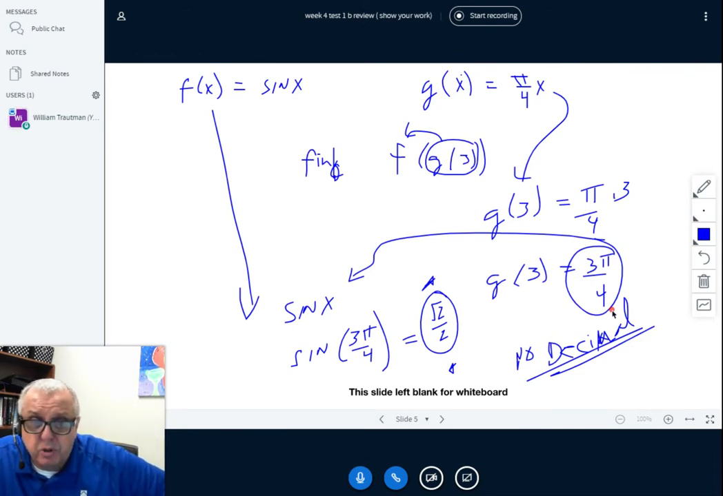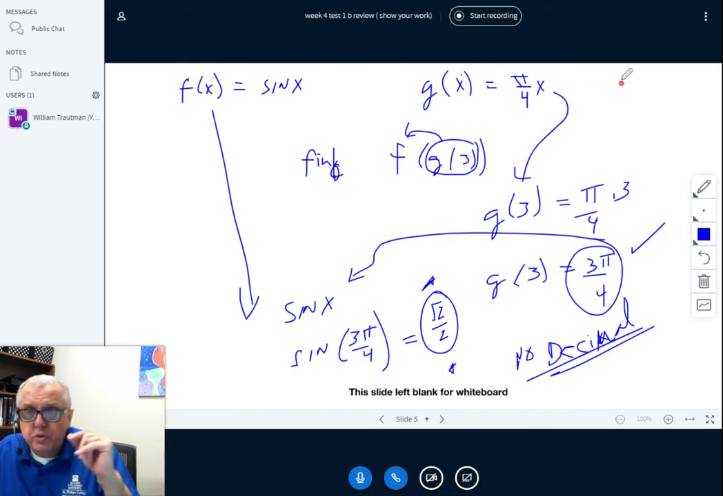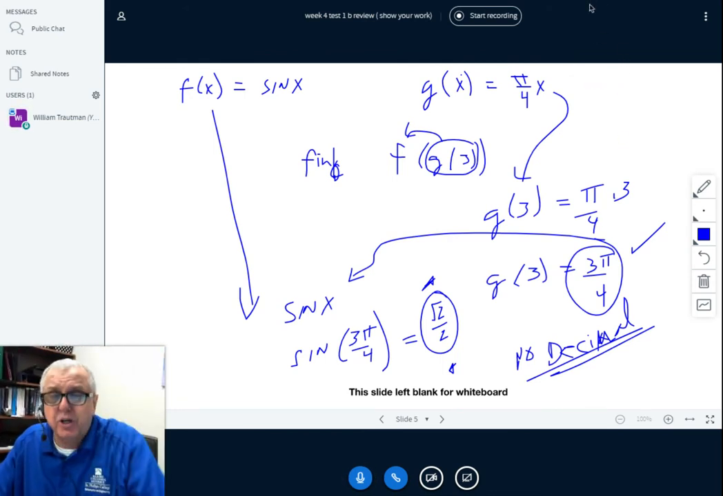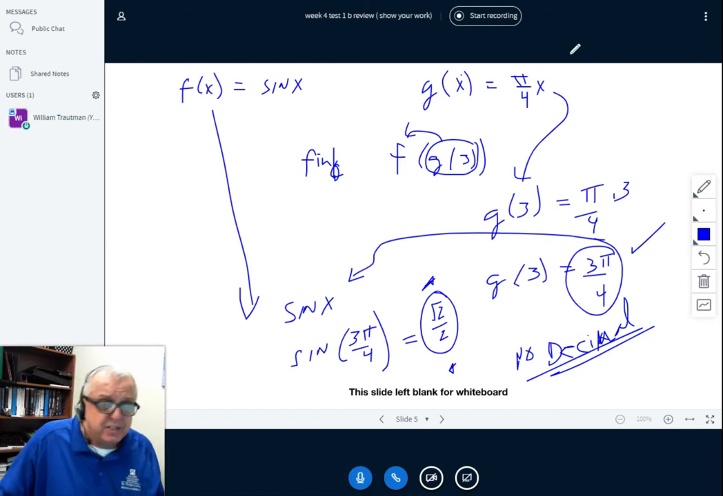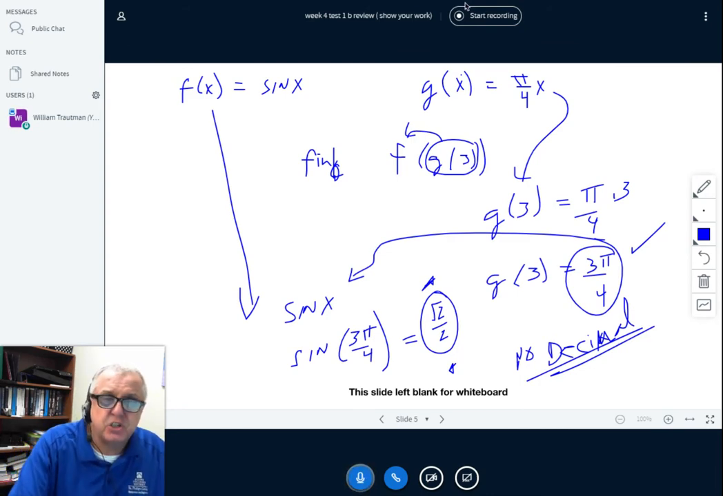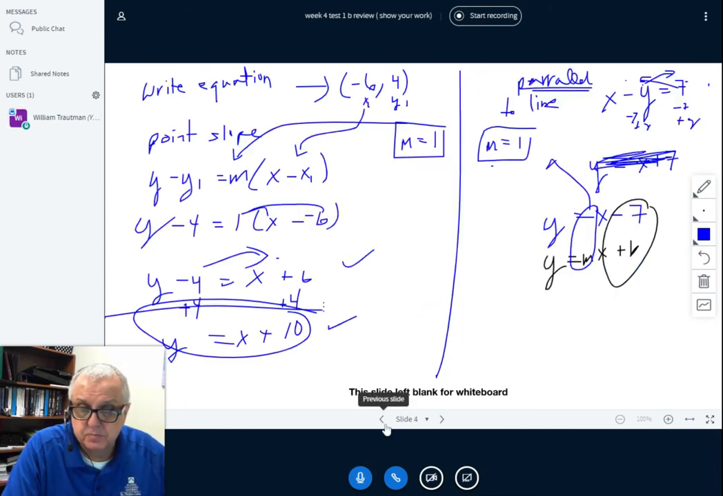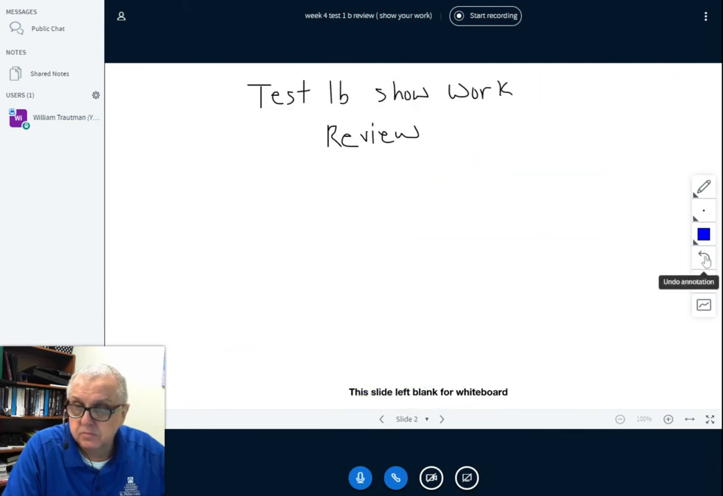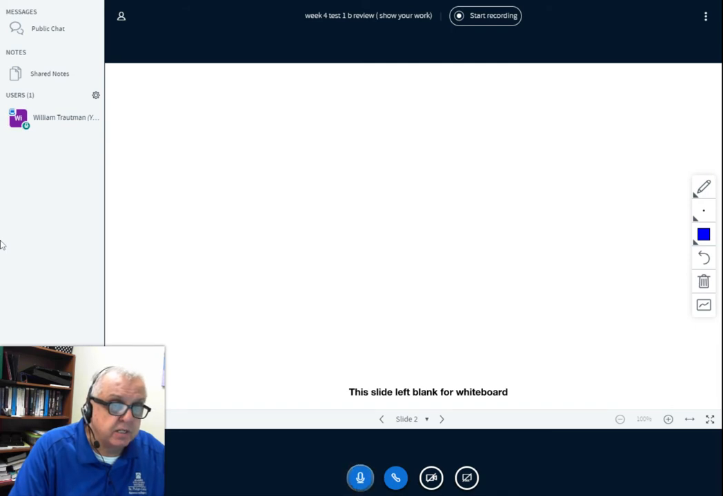This is the show your work part. If you plug all this in the calculator, and whatever this equals, 3 times 3.14 divided by 4, if you give me a decimal answer, that's not work. This is work. Don't tell me, oh, I plugged it in my calculator and I got this. That's not showing your work. That's plugging it in your calculator. You can plug it in your calculator to verify, but on the show your work test, you have to show how you got to the answer. All right, next question.